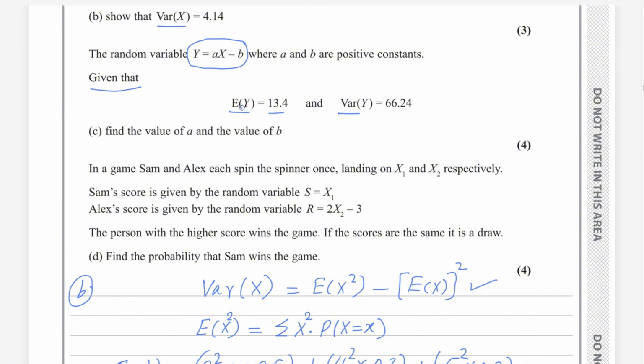First, you will use expected value of y, and we will make one equation, and then you will use variance of y and apply the formula there. You will get another equation, and then we will solve them simultaneously to find the values of a and b. Let's see how to solve them.